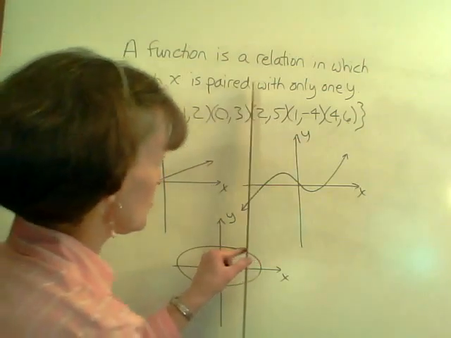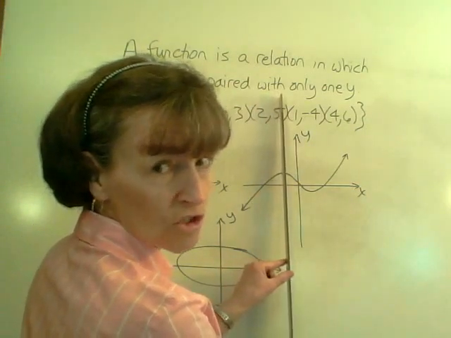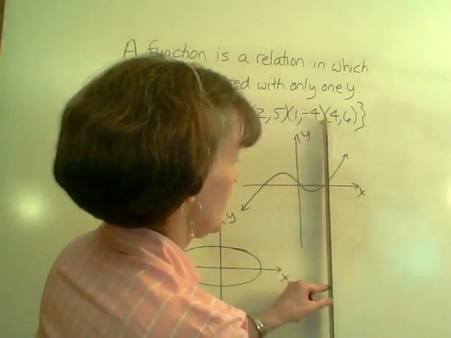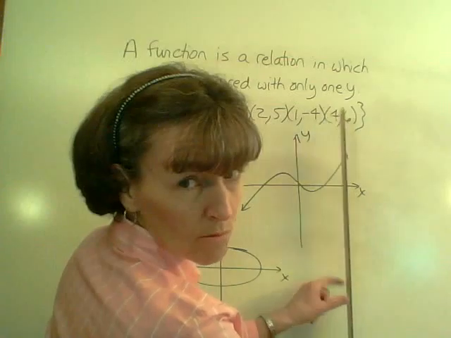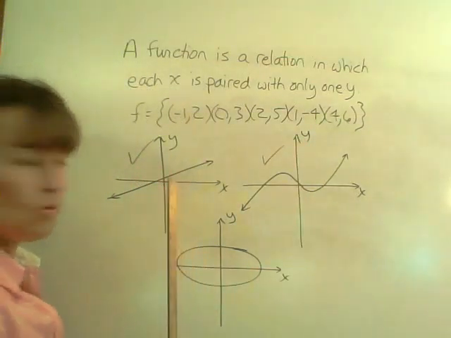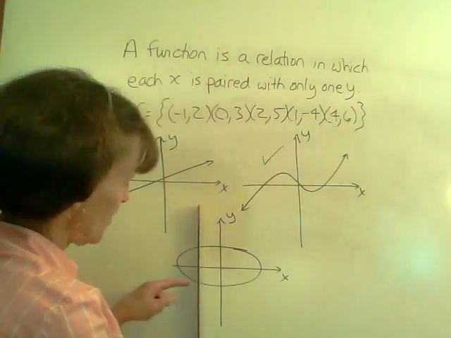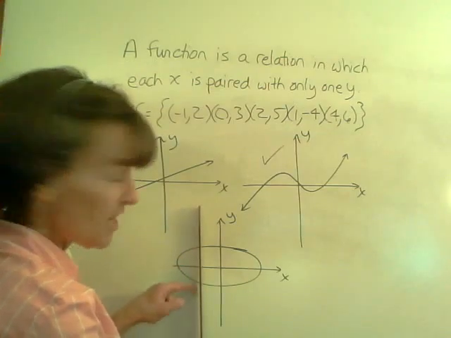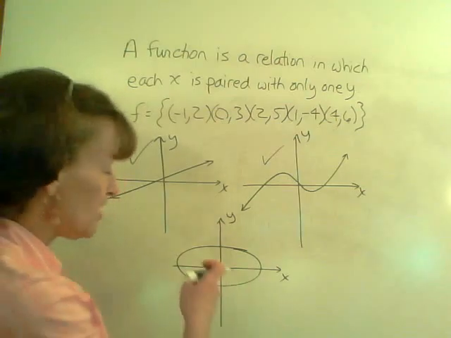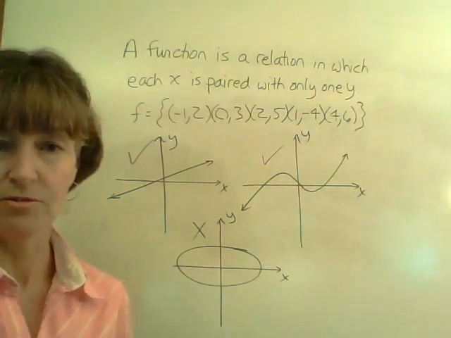All right, well, let's look at this one. As I pass my vertical line across this one, does it touch the curve in more than one point at a time? Well, no, it doesn't. It only crosses the curve in one point at a time. Therefore, this also qualifies as a function. Well, what about this one? It's easy to see that this one touches the curve in 2 points when x is this number, and actually that happens a lot. So, no, one x is paired with 2 different y's, therefore this is not a function.